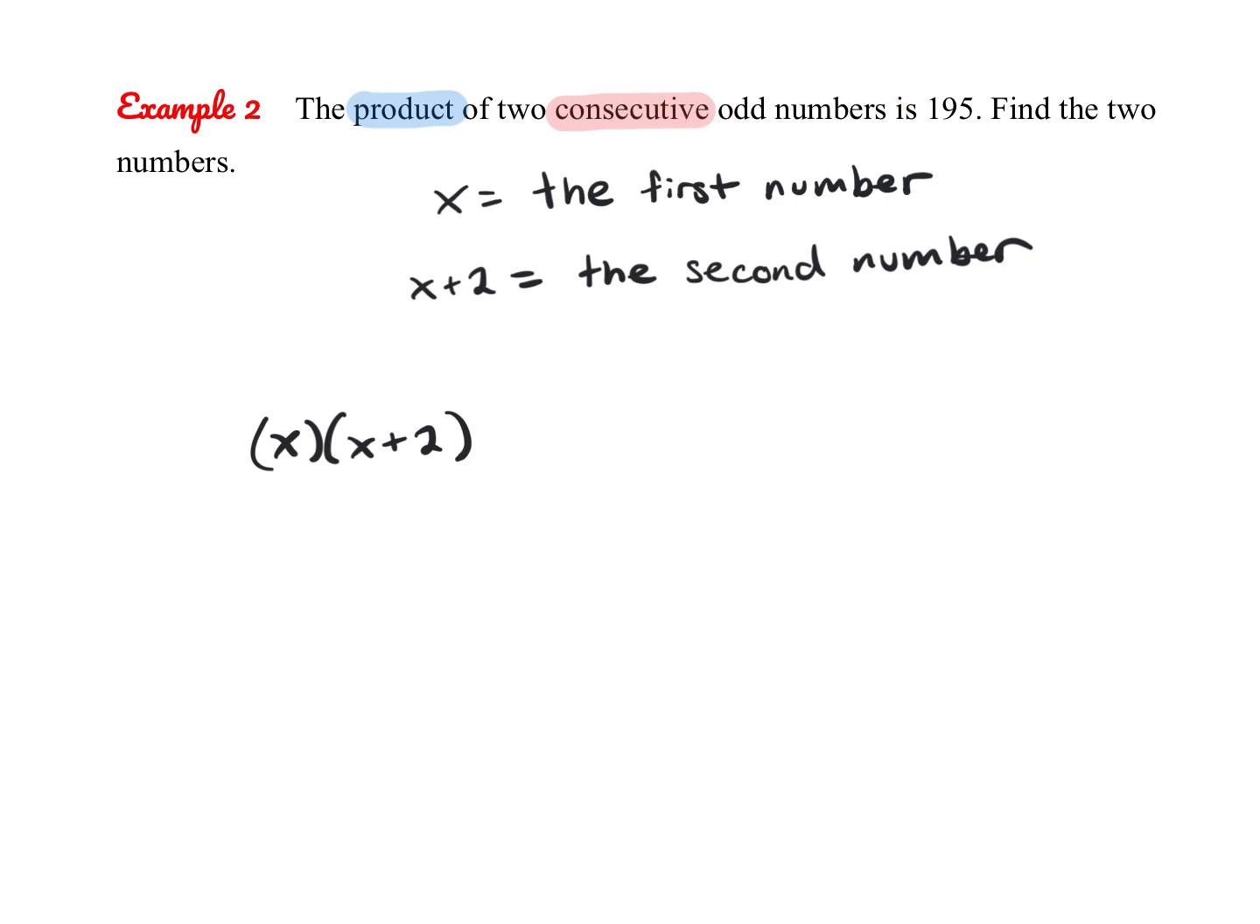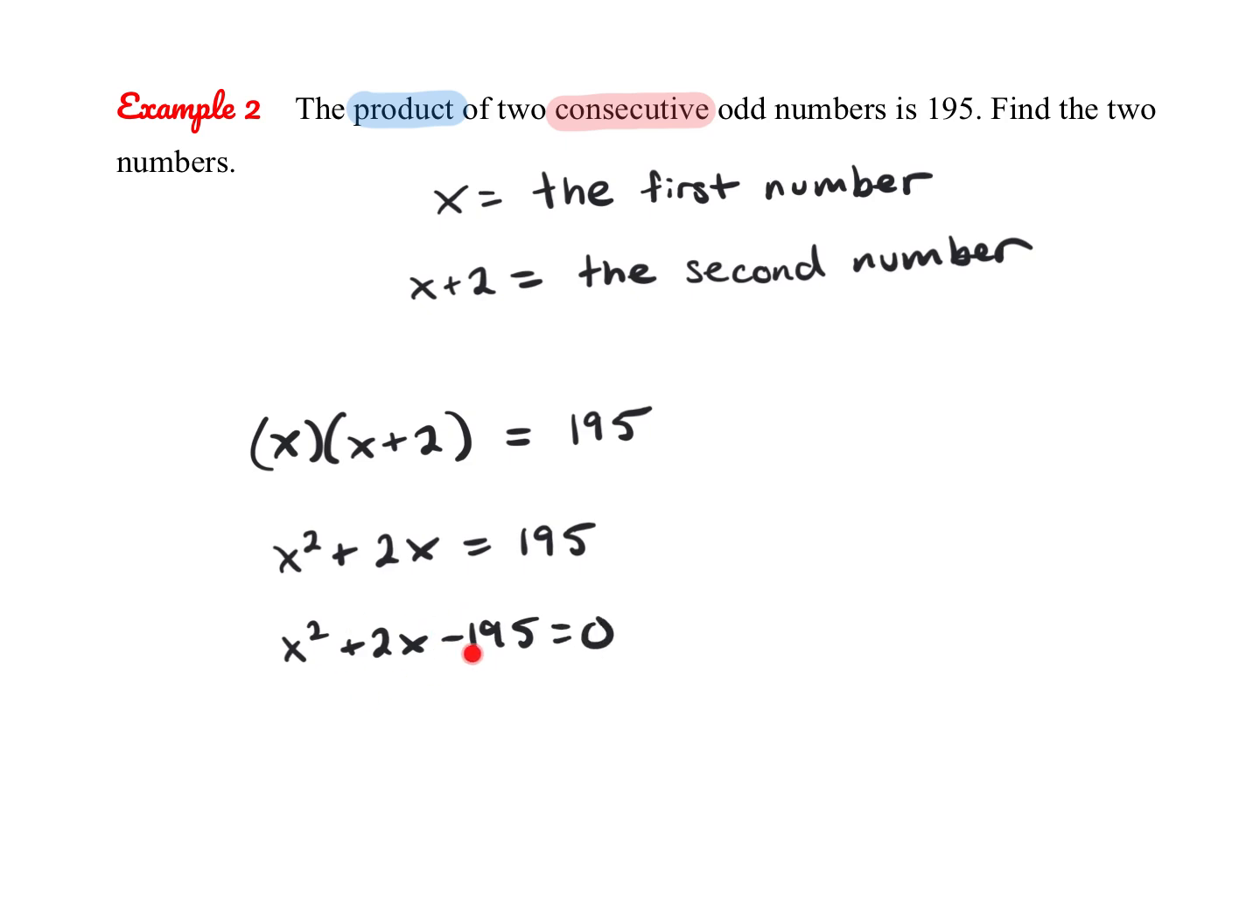And then we see that word is again, so that's going to mean equal sign. And then we have 195. So now that we have our equation, all we need to do is solve. And this is a quadratic because if you multiply out the left side of our equation, we have that x squared term. So from here, I'm going to set my equation equal to 0.